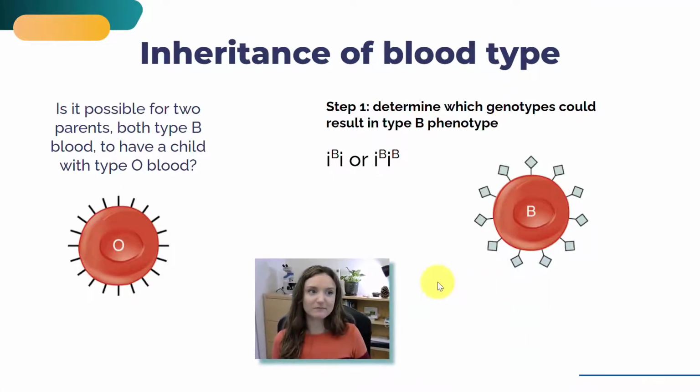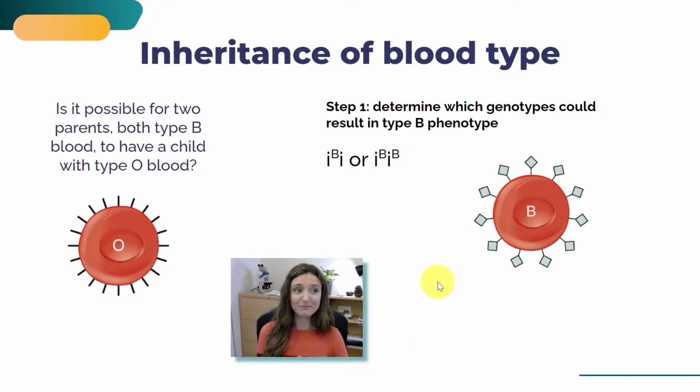Would it be possible for two parents who have type B blood, so their phenotype is type B blood, to have a child that has type O blood? Okay, so both parents have type B blood. Could they have a child with type O blood? Well, let's see. What genotypes did we just look at could result in type B blood phenotype? Right, so these parents could be heterozygous, have one B allele and that other I, that lack of a protein allele, or they could be homozygous and have two of those type B alleles.